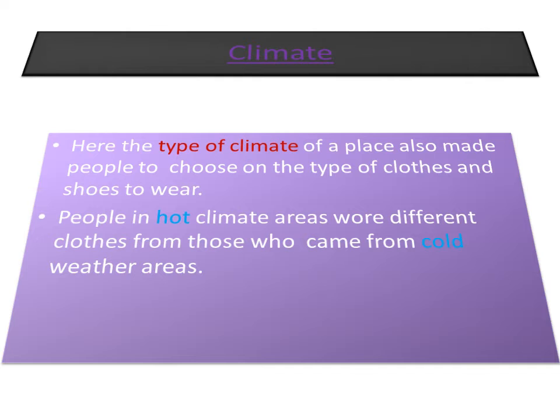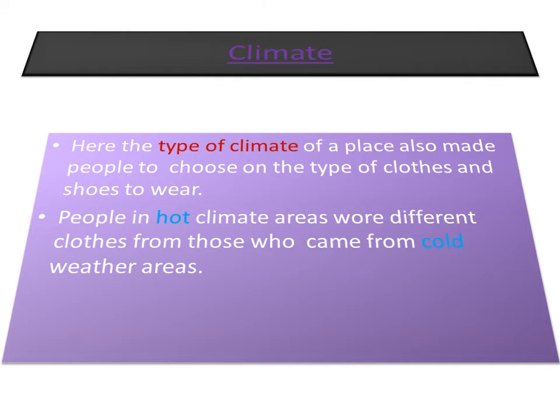So they could choose shoes and also the type of clothes they should put on according to the climate. If it is a hot climate, they were not supposed to put on heavy clothes. So here it means that they were supposed to put on light clothes. If the weather is hot, you cannot put on heavy clothing, even up to now. And then if the weather is cold, they used to put on heavy clothing. When the weather is cold, you put on heavy clothing. And that is what they also used to do.